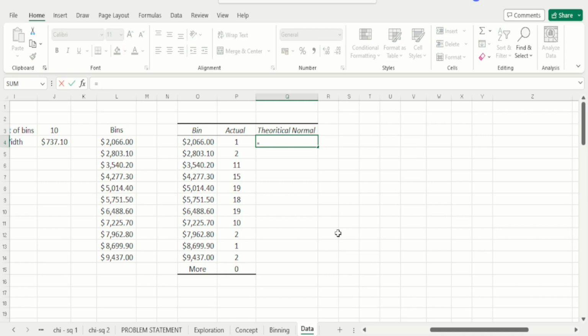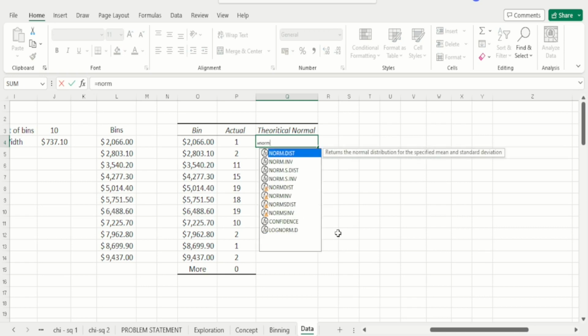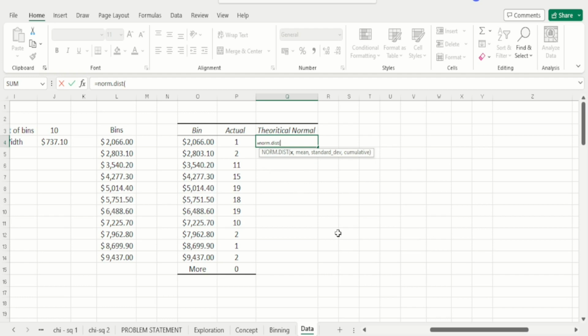Okay, so what is the function for CDF? Remember that we can run a norm.dist function, and it can return either the probability density or the cumulative distribution function. So let's do a norm.dist function. What are the parameters? Let's use the bin, and then we need the mean and the standard deviation, because every normal distribution can be described by just two numbers, the mean and the standard deviation.